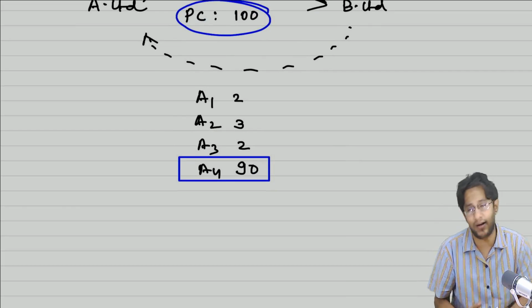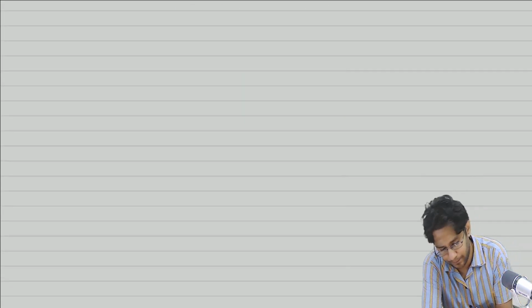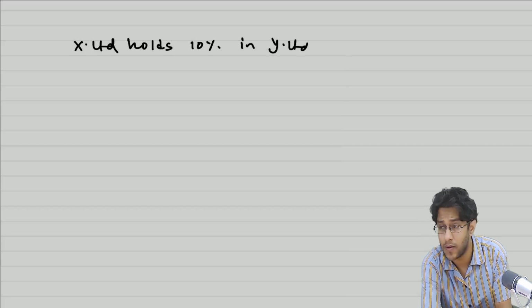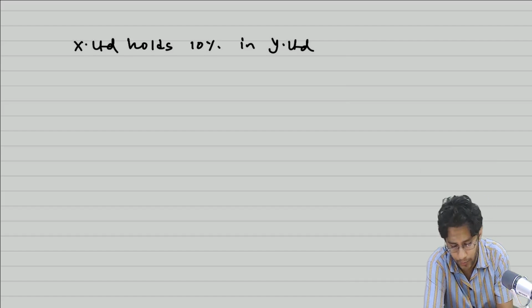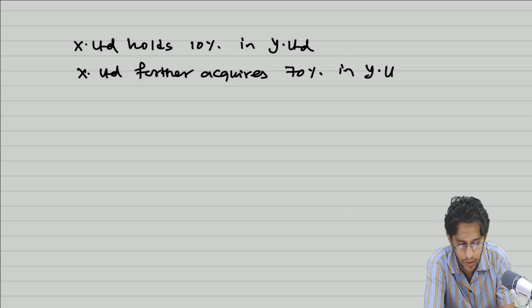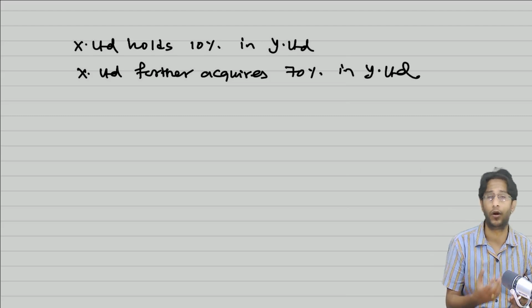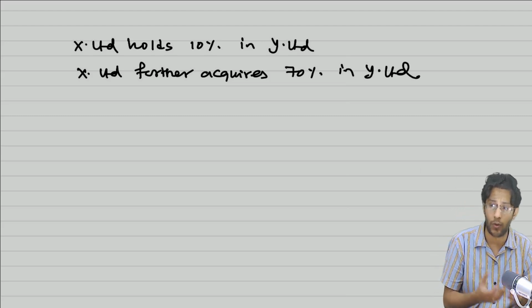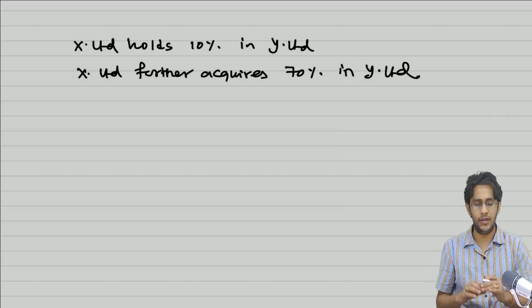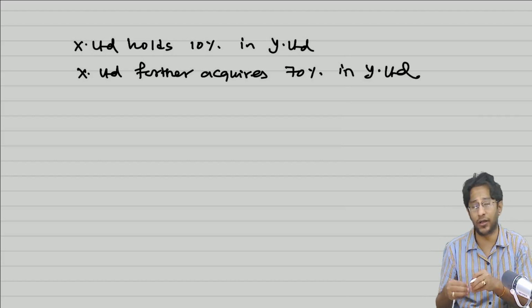So, how has the standard framed this? Now look at this example. X Limited holds 10% in Y Limited. X Limited already has 10% in Y Limited. Now, X Limited further acquires 70% in Y Limited. With 10% in Y Limited, I am not having control over Y Limited, but another 70% in Y Limited I bought, now I am having control. So in total I am having 80% share. Now, this is a business acquisition or asset acquisition, that I want to know.